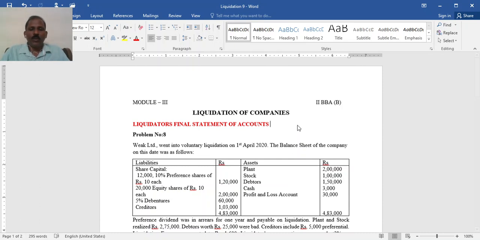Week Limited went into voluntary liquidation on 1st April 2020. The balance sheet of the company on this date was as follows. Liabilities: share capital, 12,000 10% preference shares of 10 each, 1,20,000; 20,000 equity shares of 10 each, 2 lakh; 5% debentures 60,000; creditors 1,03,000. Other side, assets: plant 2 lakh, stock 1,10,000, debtors 1.5 lakh, cash 3,000, profit and loss account 30,000. Total of the given balance sheet 4,83,000.